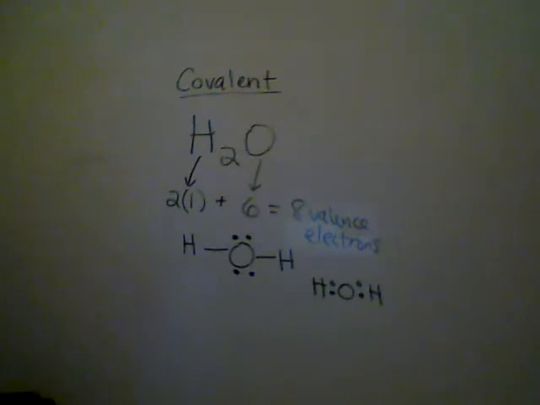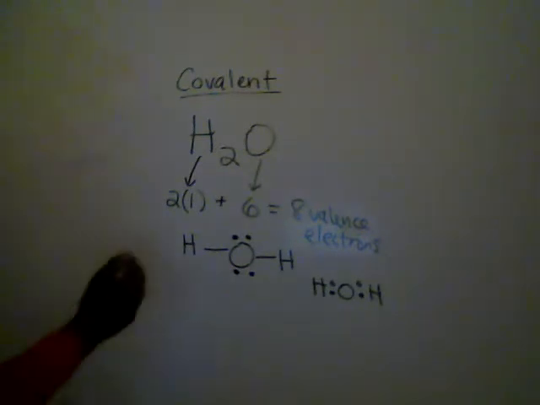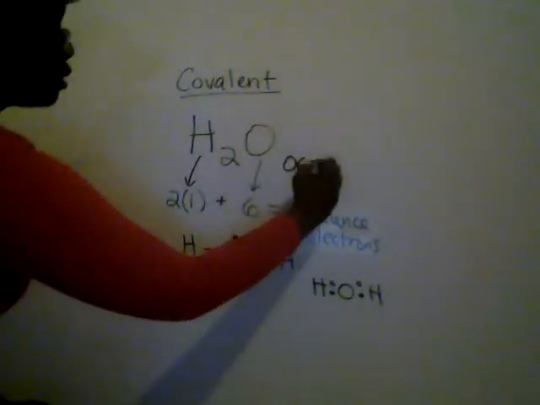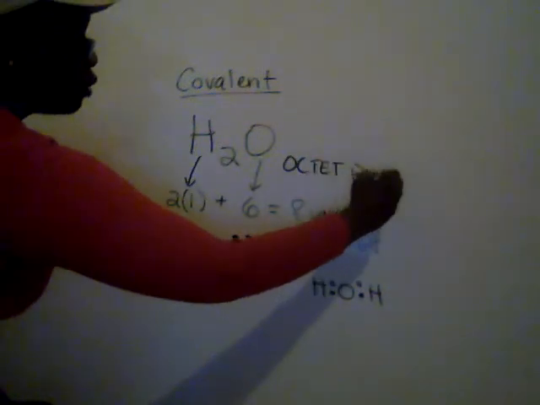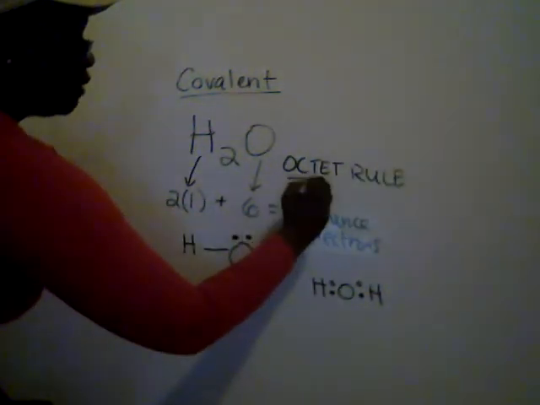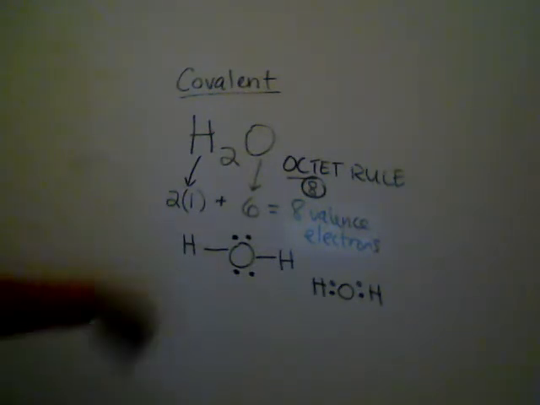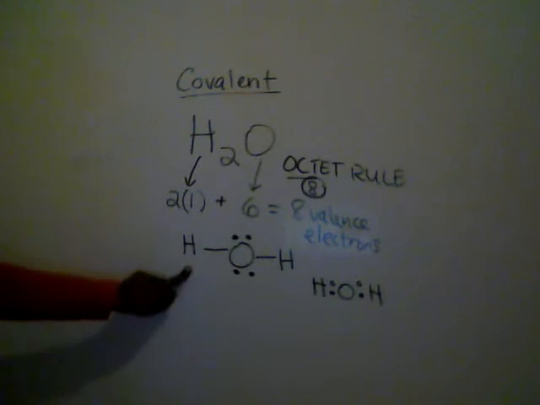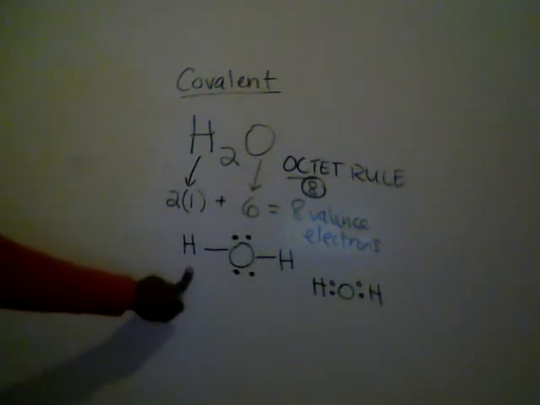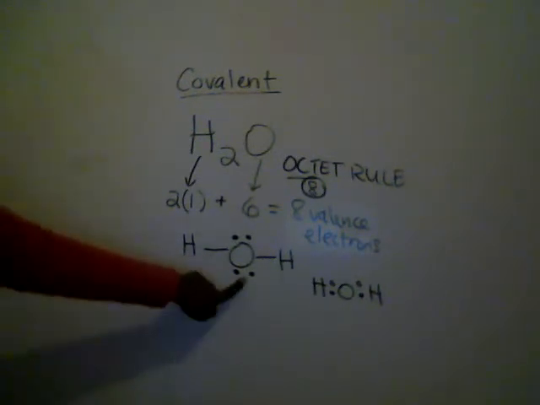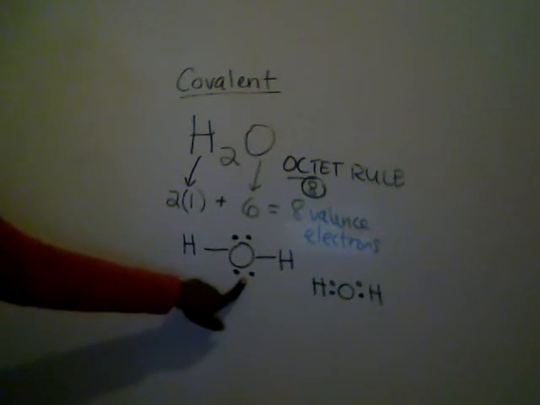So one thing to keep in mind with Lewis dot diagrams is we have something called the octet rule. The octet rule, oct meaning the prefix for 8, every nonmetal element wants to combine to try to get 8 valence electrons. Hydrogen is actually one of the exceptions. It's fine with only having 2 valence electrons. Oxygen, on the other hand, just like most other elements, wants to have 8.